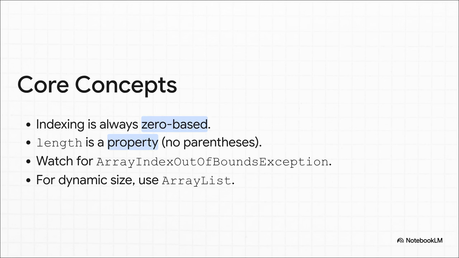So let's nail down these core takeaways. 1. Indexing always starts at 0. 2. Length is a property, no parentheses. 3. Watch out for the ArrayIndexOutOfBoundsException. You will see this error. It's what happens when you try to access a slot that doesn't exist, like reaching for the 51st book on a 50-slot shelf. And finally, when you need that dynamic, flexible size, use an ArrayList.